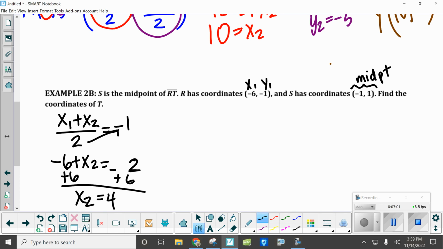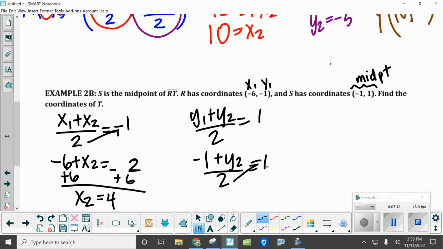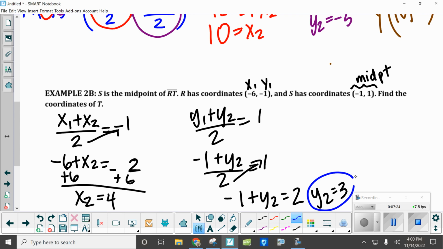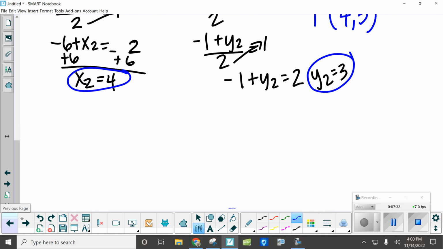Then we do the y's. So you've got y1 plus y2 over 2 going to equal 1. y1 is negative 1, plus y2 over 2 equals 1. Multiply there, and negative 1 plus y2 equals 2. Then add 1, so y2 is 3. So I'm going to take this right here and this right here and make my new point T: 4, 3. Done. So now you can do your homework.